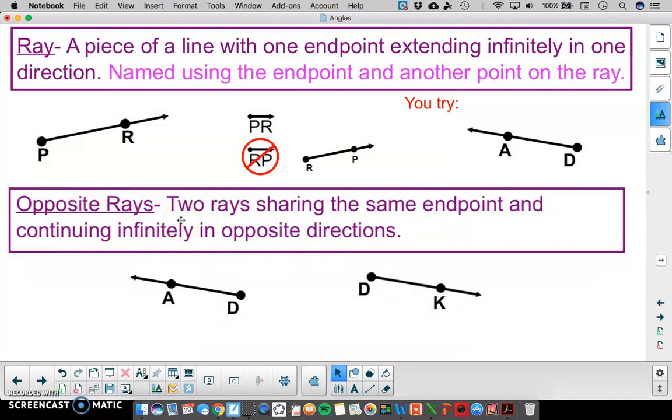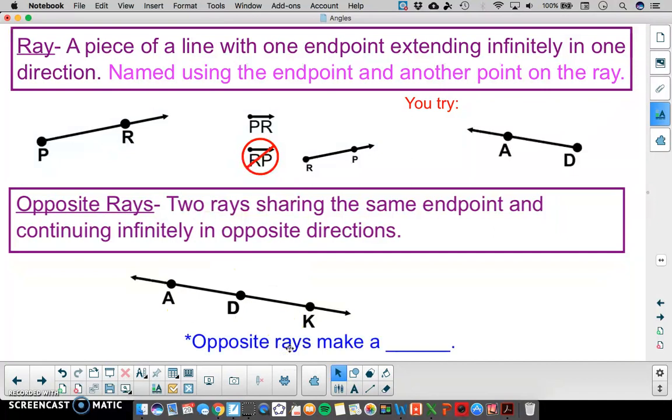Opposite rays are two rays that share the same endpoint and continue infinitely in opposite directions. So I have ray DA and ray DK here. If I were to bring them together, notice they would share that endpoint D and extend infinitely in both directions. Using the diagram here, I want you to answer and complete this sentence. Opposite rays make a blank.